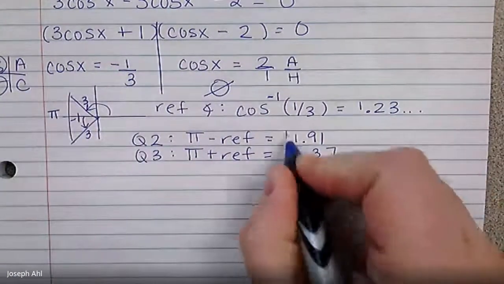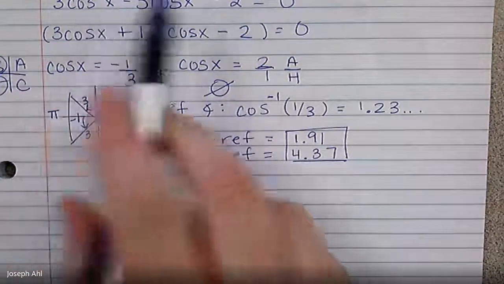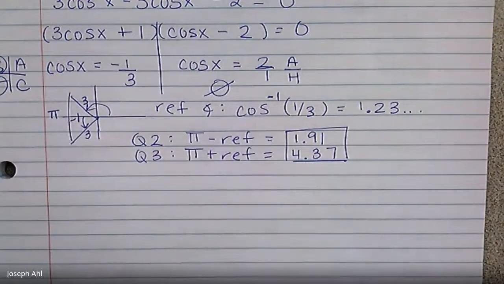We'll do a little bit of calculator checking today, but maybe I'll skip this one to check. Yeah, I mean, certainly if I type this into y equals, I'm going to see that it crosses the x-axis at 1.91 and then also 4.37.